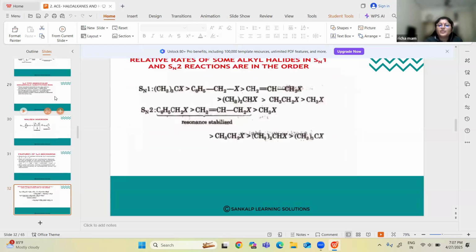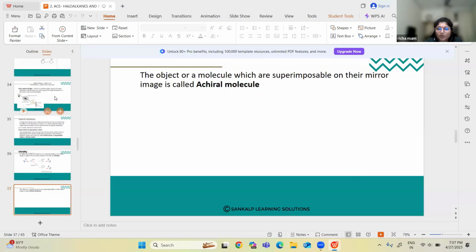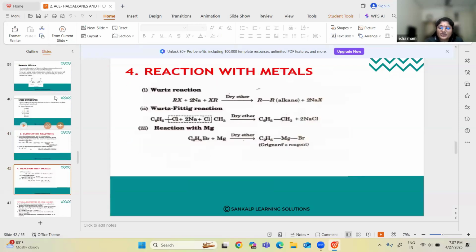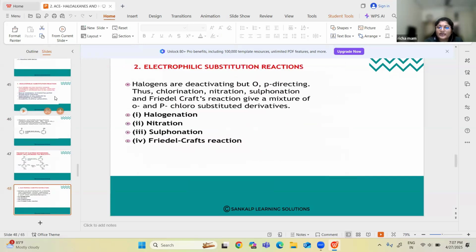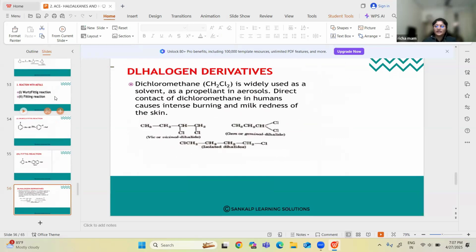Then we have also studied the stereochemical aspects which are involved. Then we have discussed the elimination reactions, some of the reactions with metals, the electrophilic substitution reactions, and lastly the polyhalogen derivatives. So these are some of the important things which we have covered from this particular chapter. So this completes your chapter haloalkanes and haloarenes.